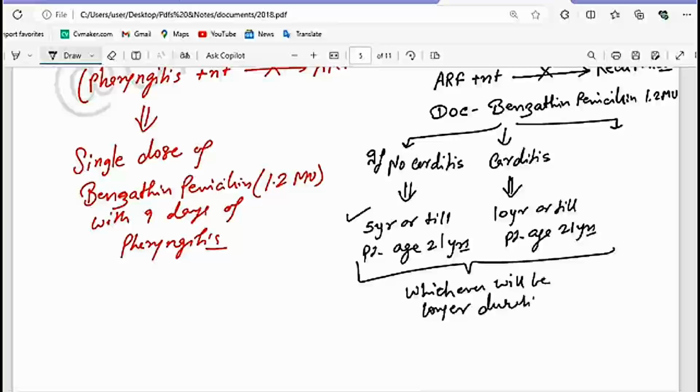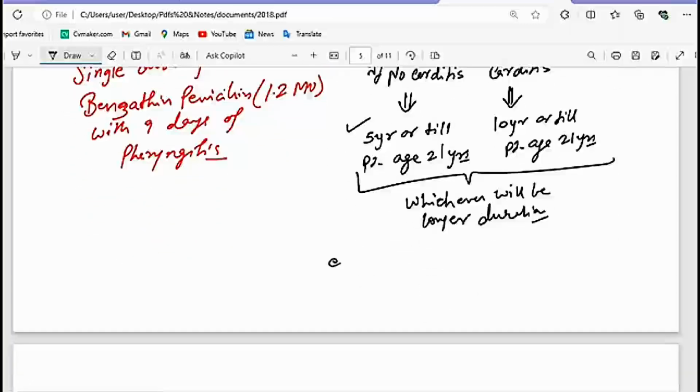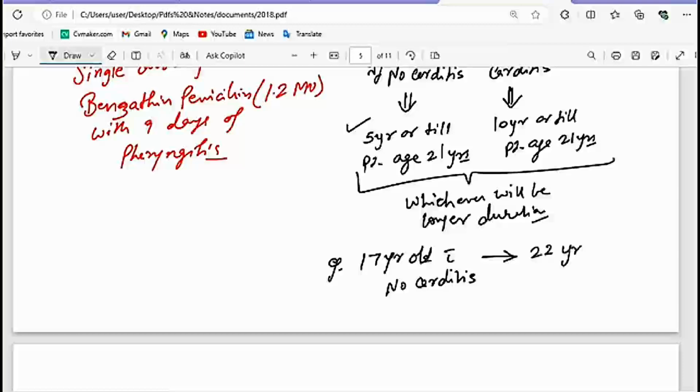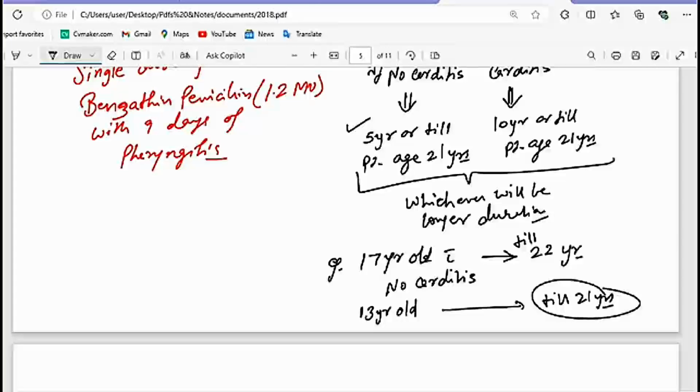For example, if a 17-year-old girl comes with acute rheumatic fever with no carditis, in that girl we will continue the treatment for 17 plus 5, so how many is that? 22. So we will continue till 22 years. Similarly, if a 13-year-old patient comes with no carditis, then we will continue till 21 years. Whichever is the longer duration, we will continue that one.